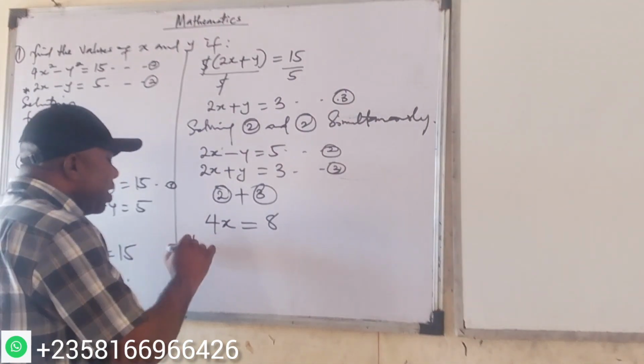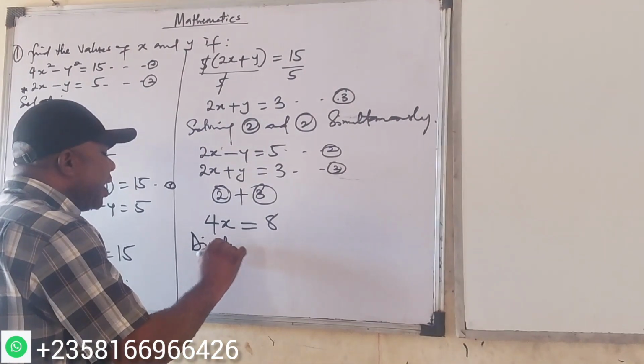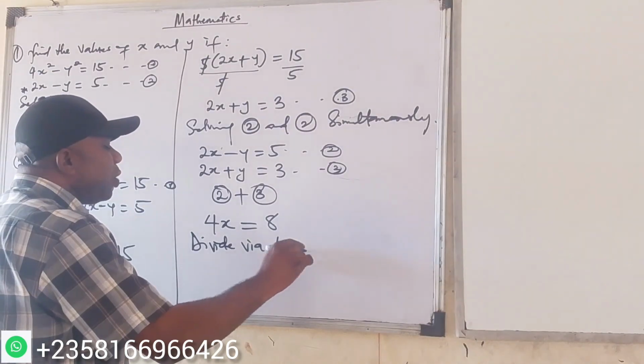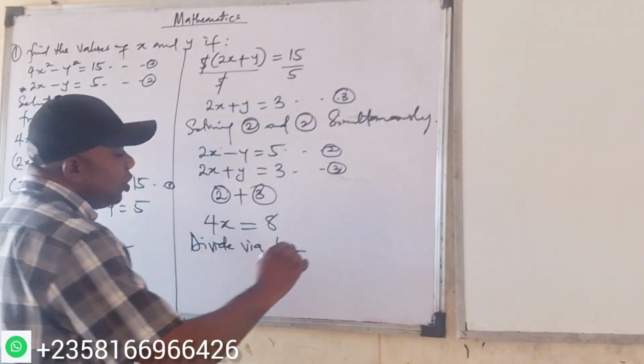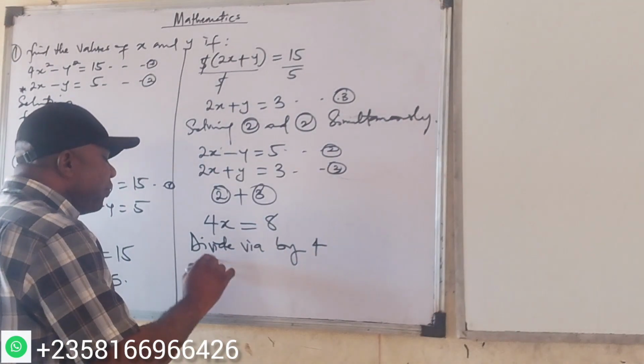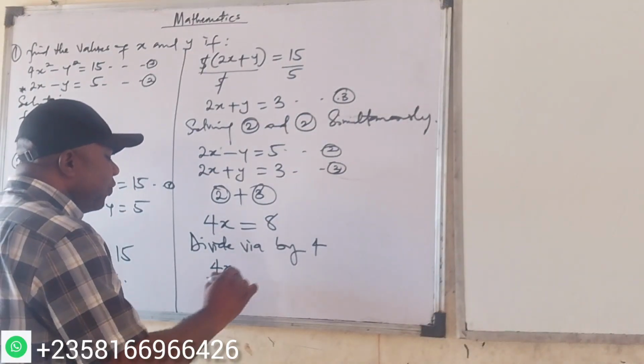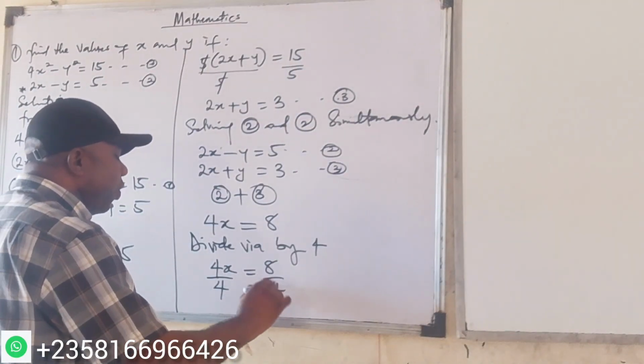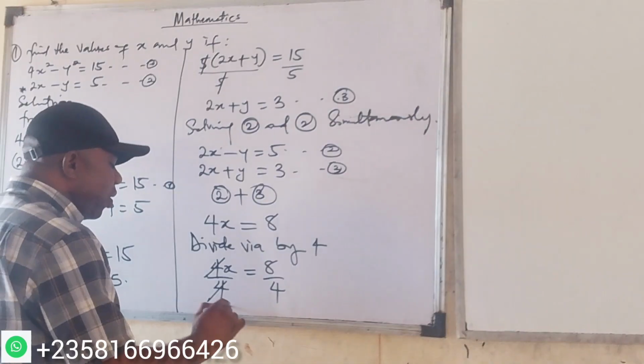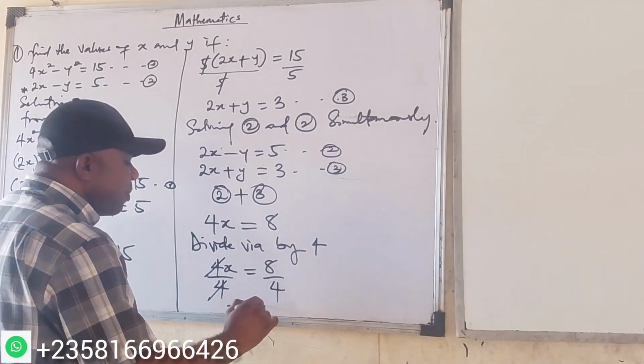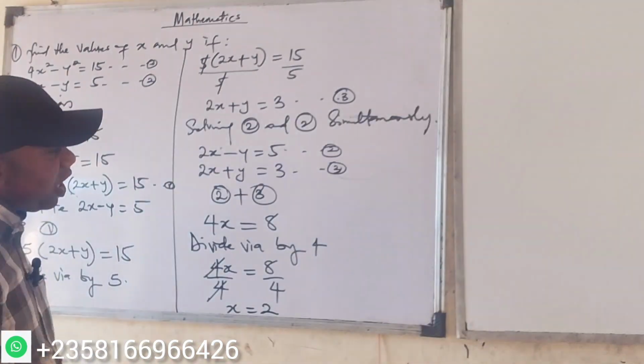Yes, so to get the value of x, you divide through by the coefficient of x, which is 4. So you divide through by 4. So here we have 4x all over 4 will be equal to 8 all over 4. So this 4 will go with this 4. x will be equal to 8 divided by 4 is 2. Yes, x is equal to 2.